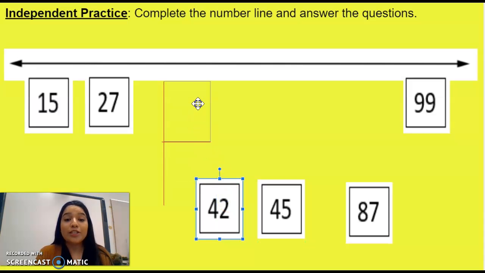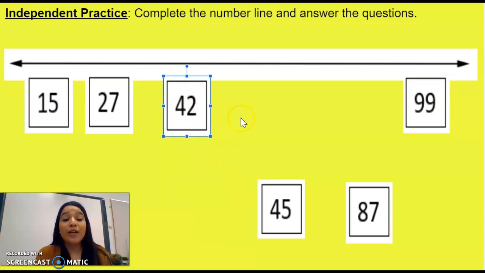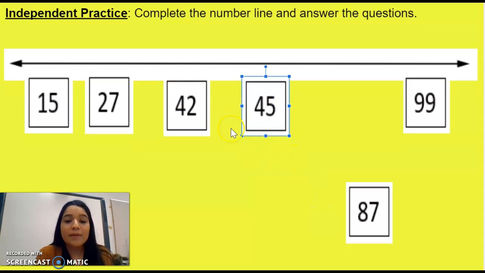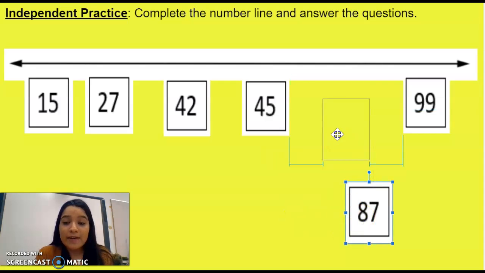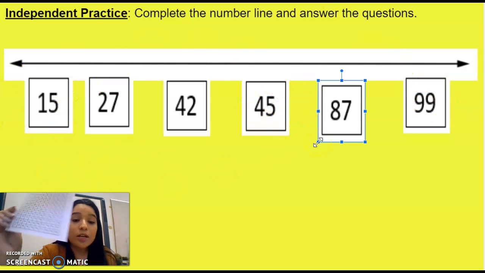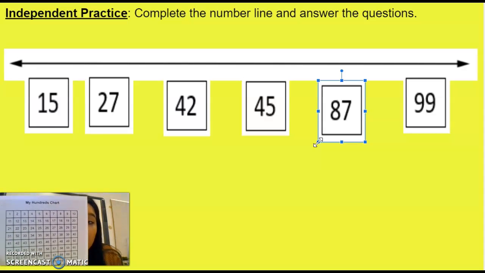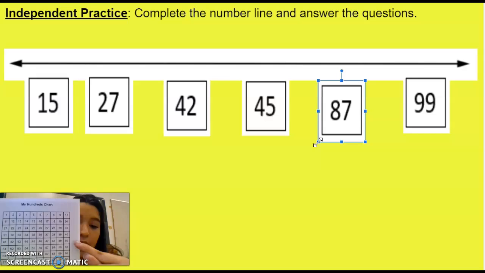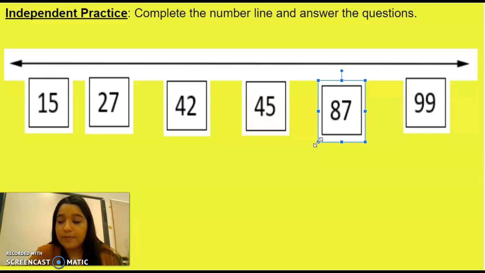Awesome. If you said 42, that is correct. 42 comes next. And then 45 or 87. What comes after that? 45. Awesome. 45 comes next. Then our last one that's left is 87. So now we have our completed number line. And again, you can also use your hundreds chart to help you see what comes first. So the numbers from the top to the bottom, they go from less value all the way to a bigger value. Okay?